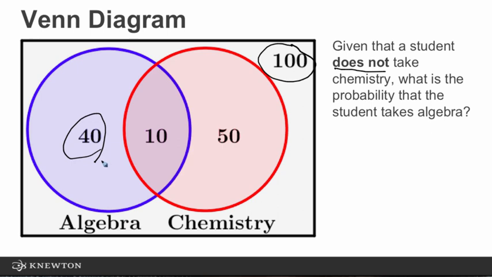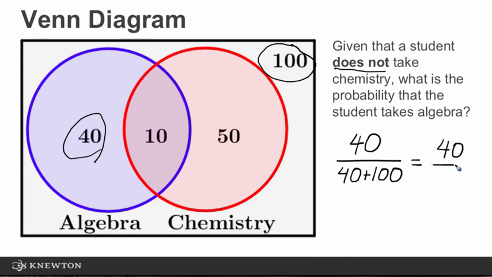And now out of those, if we take a student at random, what is the probability that the student takes algebra? Well, algebra is over here. That's the portion we're now interested in, this 40 students who take algebra. So our answer is going to be 40 out of the total number of students outside of the chemistry circle, which is 40 plus 100. So our final answer is 40 out of 140.